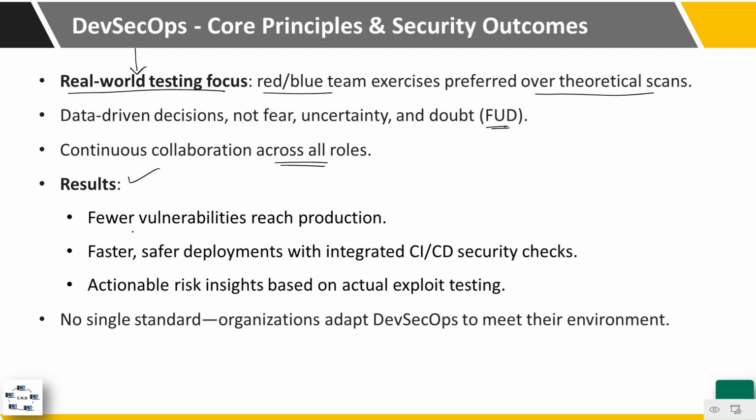The result is fewer vulnerabilities reaching the production system. We have faster and safer deployment with integrated continuous integration and continuous delivery security checks, and actionable risk insights based on actual exploit testing. There is no single standard. Organizations adopt DevSecOps to meet their environment.